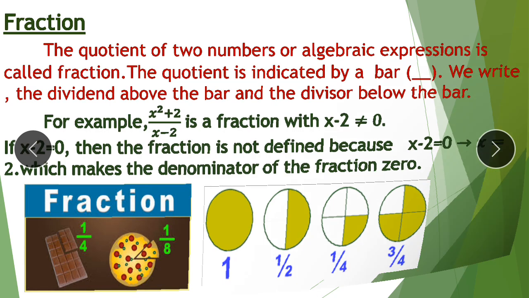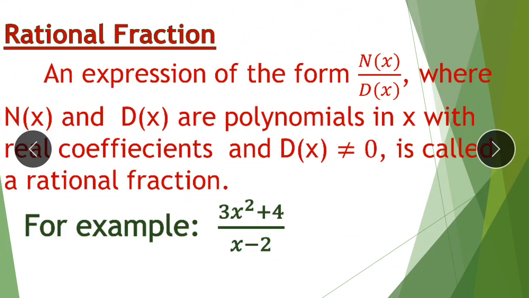Okay, let's go ahead now. Next is rational fraction. An expression of the form n(x) divided by d(x), where n stands for numerator and d stands for denominator, are polynomials in x with real coefficients and the denominator is not equal to 0, is called a rational fraction.